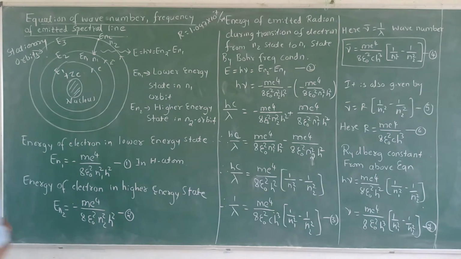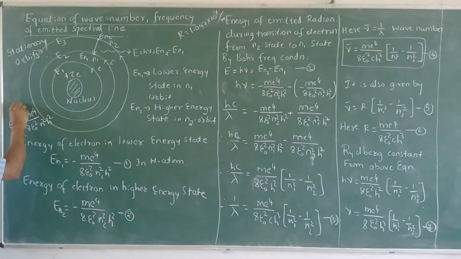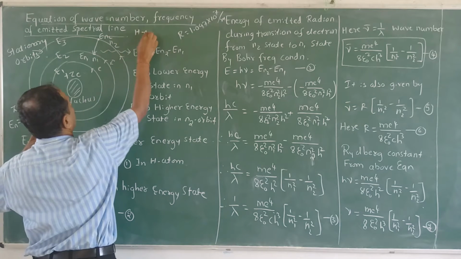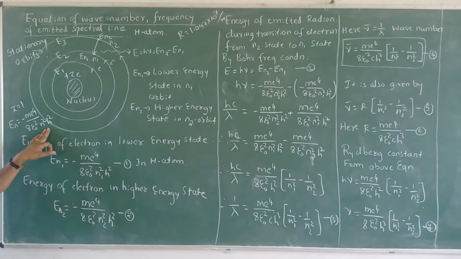Then, by the expression for the energy of the electron in the nth orbit, En is equal to minus m e raised to 4 divided by 8 epsilon naught square n square h square. This is the energy of the electron in the nth stationary orbit in the hydrogen atom, because here you have to take Z is equal to 1. Here you have to take a spectral line of the H atom, it means hydrogen atom.